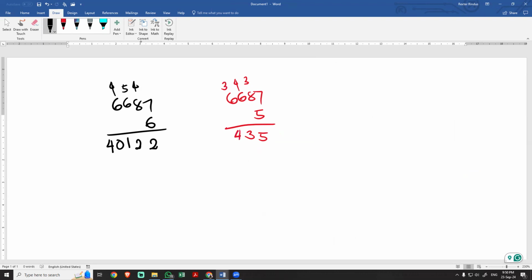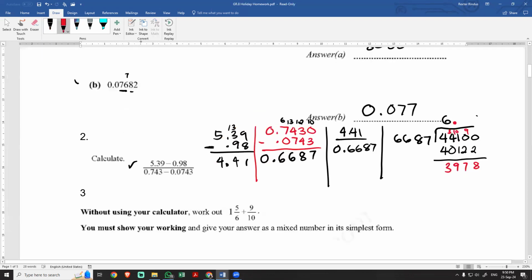All right, so 33. So it's going to be 33435. So 33435, which is good. Okay, 33435. So we'll add zero now because you put the dot already. So it's going to be five here. So that's the case. So it's going to be five.